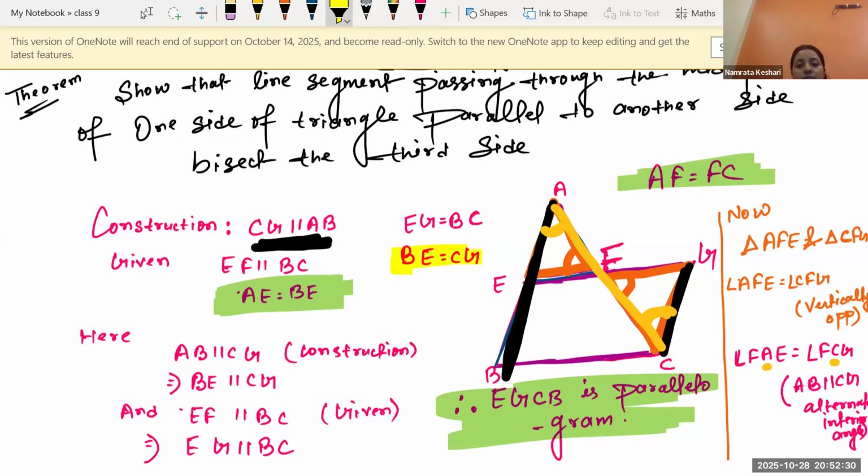Can you see BE is the same as CG, and it was given in the question that AE and BE are the same. Here AE and BE are equal, and here BE and CG are equal. That means all three are equal in length. Yes or no? Yes, ma'am. So we can say AE, BE, CG are equal. I am highlighting it in the figure. AE is here, this much length. BE is here, this much length. And CG, this much length.